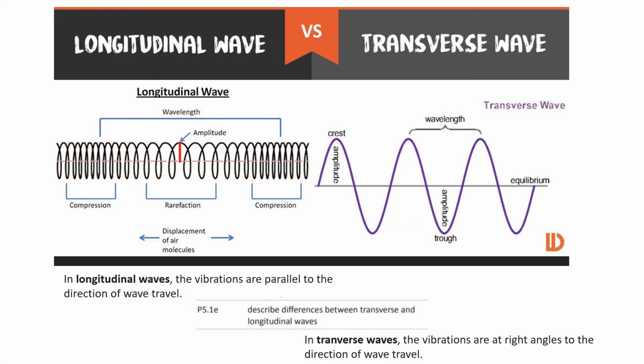The vibrations are parallel to the direction of energy transfer or wave travel. If you look at a transverse wave, it's going up and down while also moving left to right. So the vibrations are perpendicular to the direction of energy transfer. If the energy transfer is moving from left to right, the vibrations are moving up and down. We haven't reached the end.